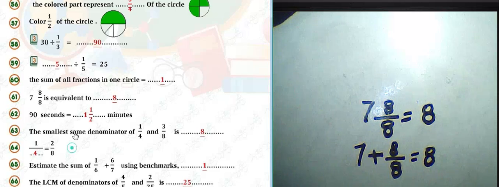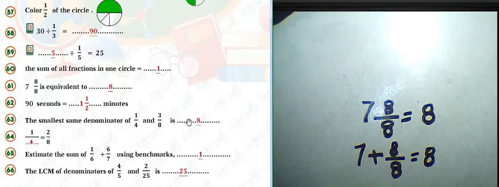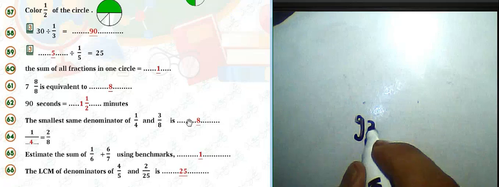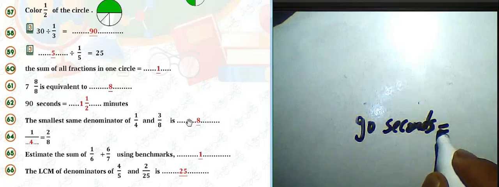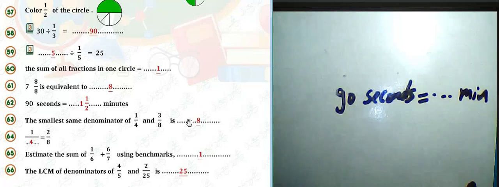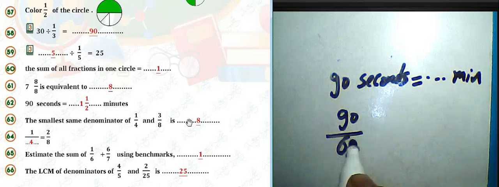90 seconds equals how many minutes? To convert from seconds to minutes, you must divide by 60. 90 divided by 60 equals what?